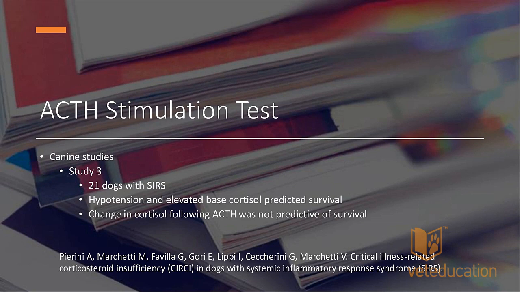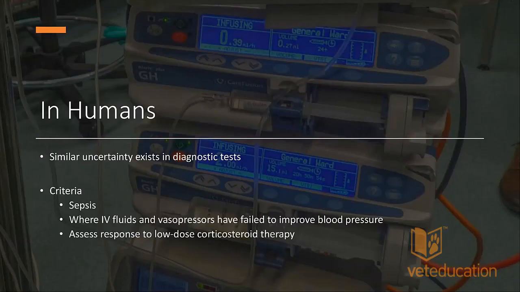Study 3 looked at 21 dogs with systemic inflammatory response syndrome. They found hypotension and elevated baseline cortisol predicted survival, but that the change in cortisol following an ACTH was not predictive of survival. So this is a study which sort of says, well, ACTH stimulation test may not be as good as the previous two studies might suggest.